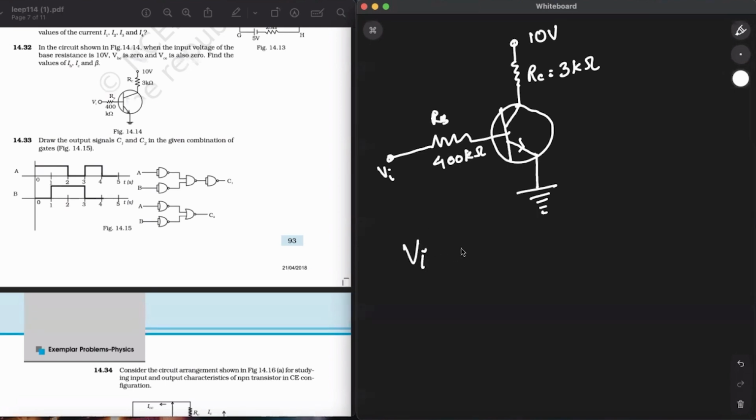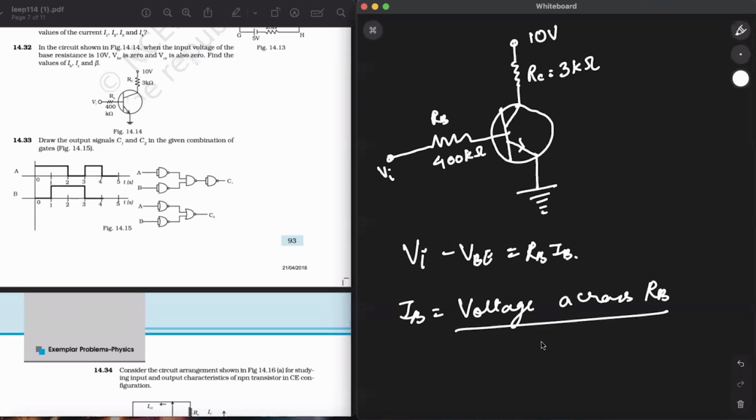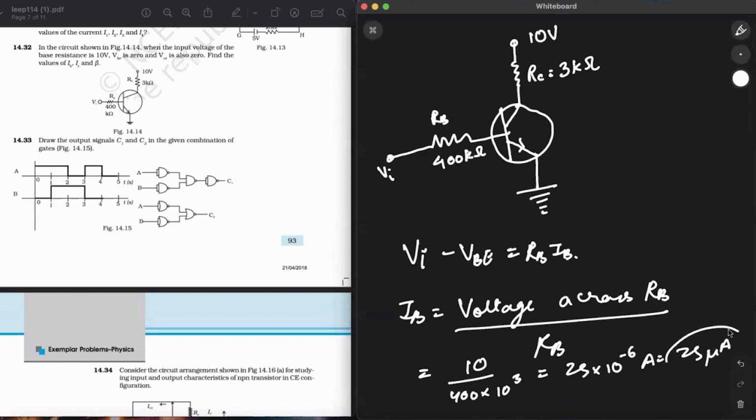So V input minus VBE, which is the potential drop, is equal to RB times IB. And now IB is the voltage across RB divided by RB. Simple. Now if I want to write it, it will be 10 upon 400 into 10 to the power of 3. So it will be 25 into 10 to the power of minus 6 ampere. It will be 25 microampere.